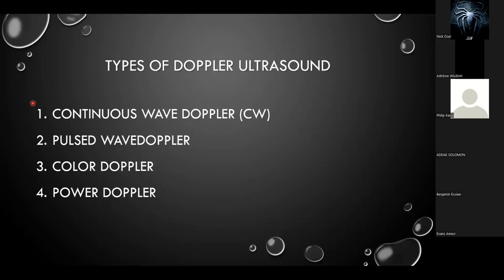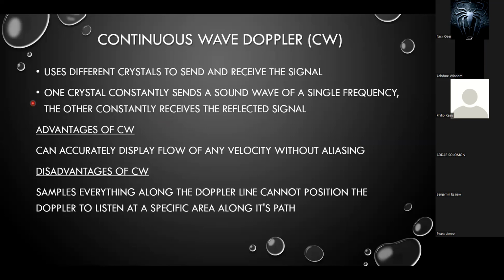Okay, so look at the four main types of Doppler ultrasound: the continuous wave Doppler, pulse wave Doppler, color Doppler, power Doppler.